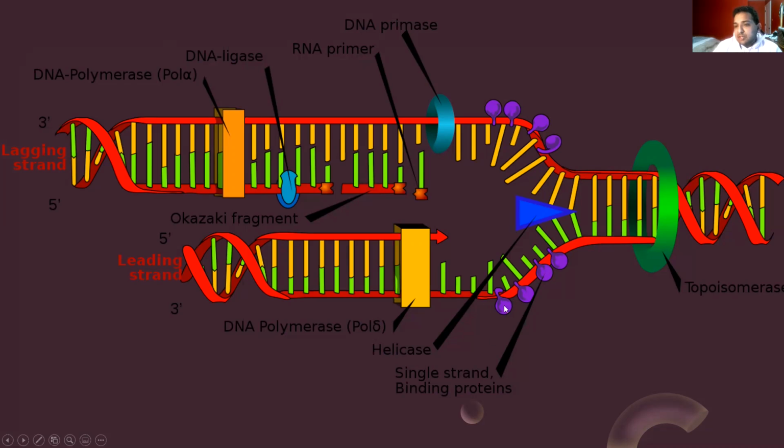These are binding proteins that also help. These are not the sliding clamp ones, but these also help keep the complex on the DNA. This is the topoisomerase, which is helping protect against the tension going through the entire DNA and damaging it.